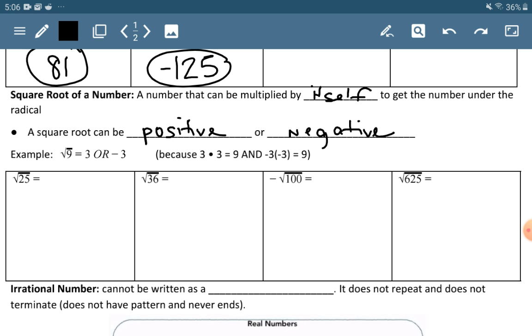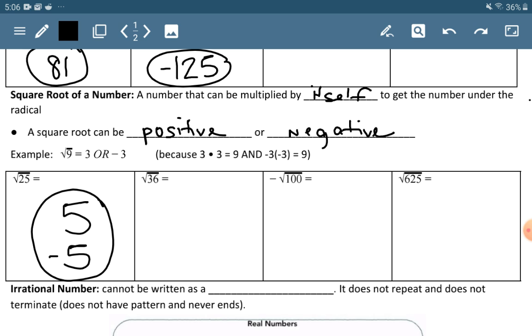So when we're finding square roots of these numbers below, again, I'm trying to think of numbers that when I multiply by itself will give me the number under the radical. So when I ask for the square root of 25, I'm trying to think of what number times itself equals 25. Well, 5 times 5 equals 25, and so does negative 5. Both of those are my answer.